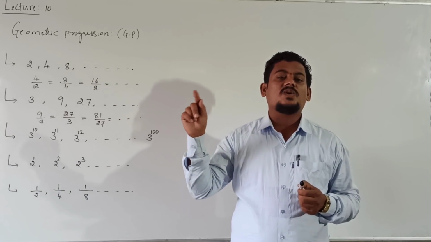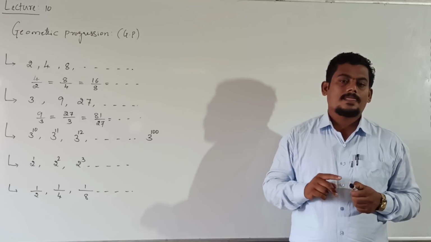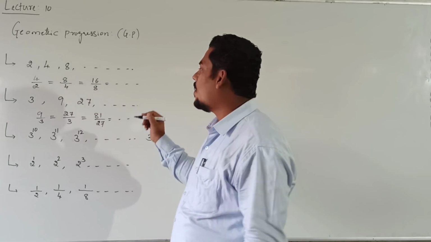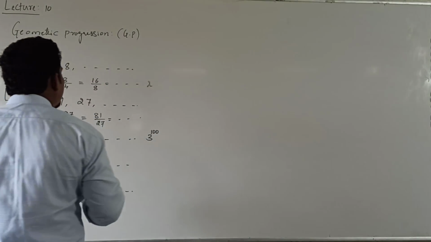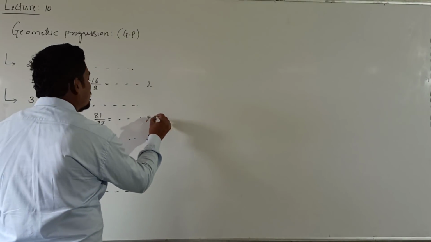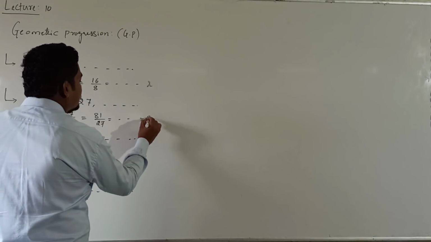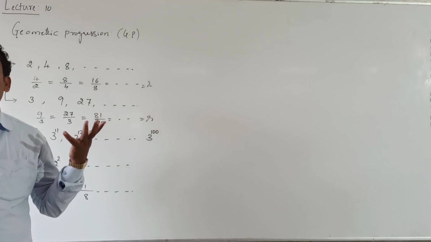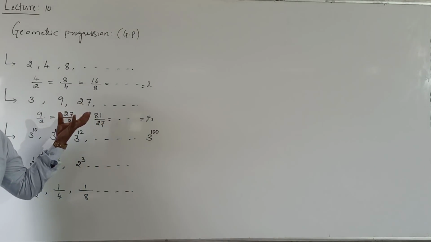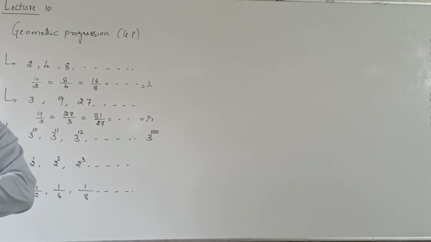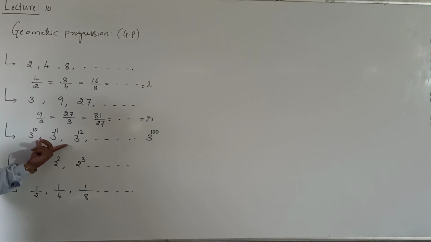This constant is known as the common ratio and is denoted with small r. Common ratio of the GP is denoted with small r. What is the common ratio? A fixed constant. The ratio between a term and its previous term is always constant, and this constant is known as the common ratio. In all the cases, the ratio is the same.